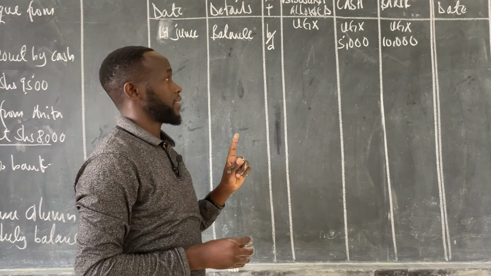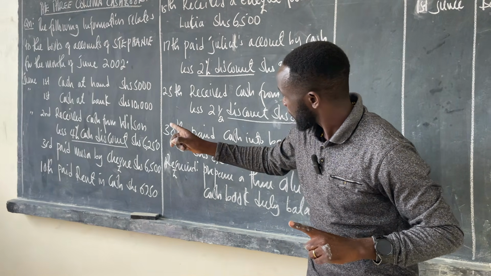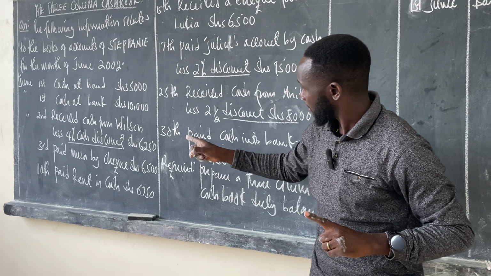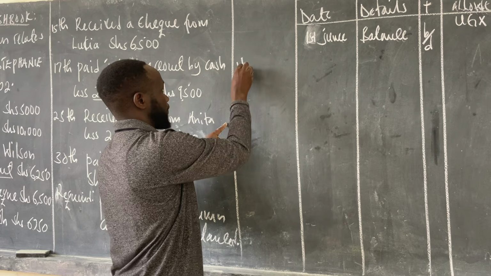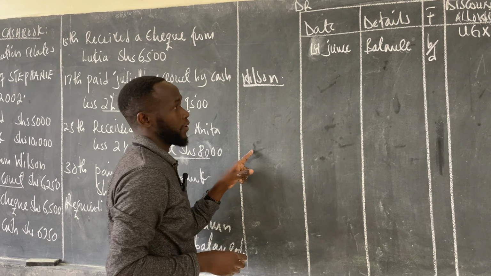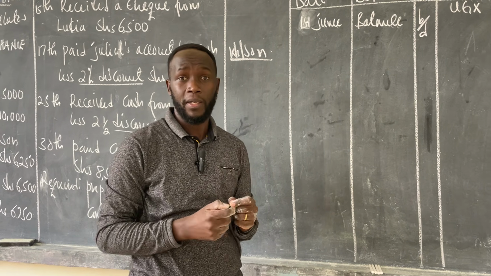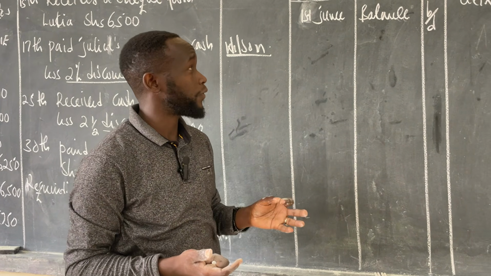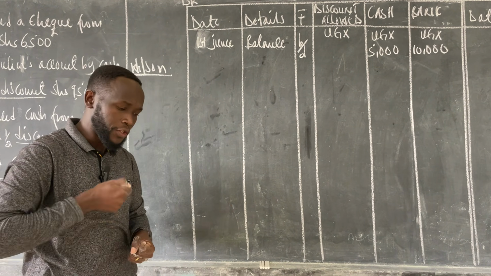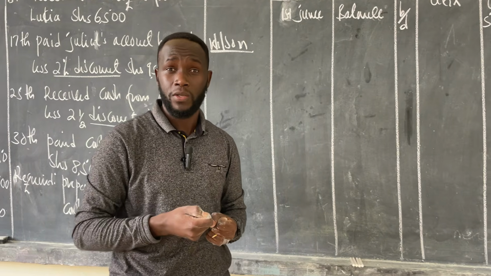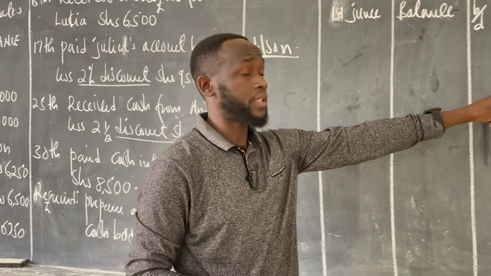Now, after writing that, you check the next date. The next date in the question is the second: received the cash from Wilson, less 4% cash discount. Now, we are receiving money from Wilson, but we are supposed to give a discount from that money. Which discount is that? That one qualifies to be discount allowed. Why? As you are receiving money, it is you who is allowing the other person a deduction. You are giving out a reduction in the actual price, and you call that a discount allowed.